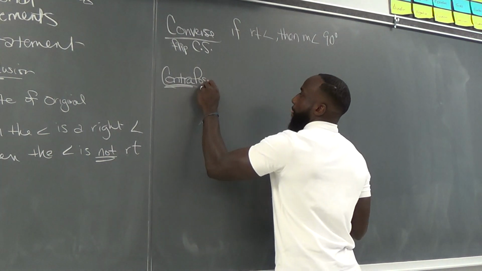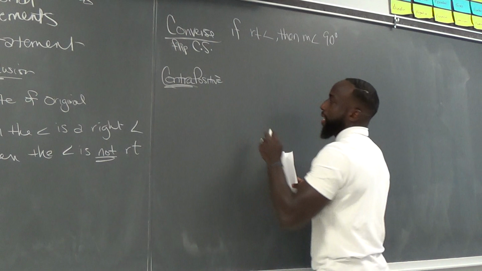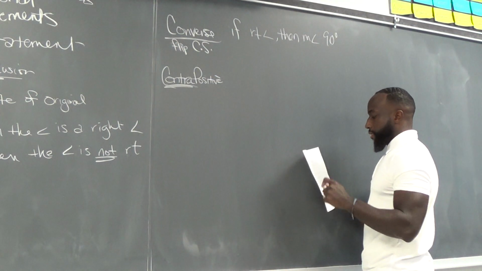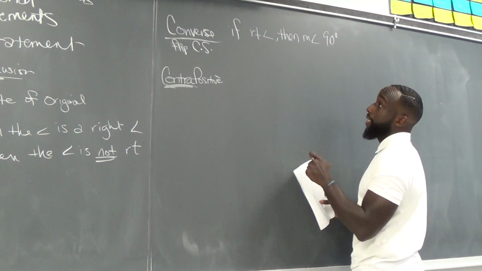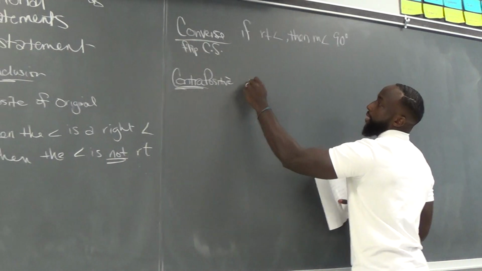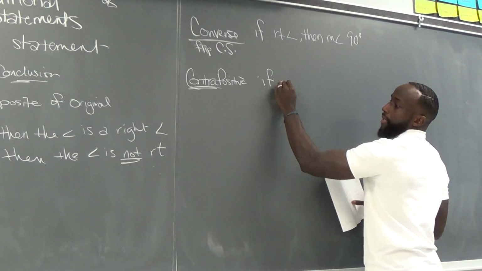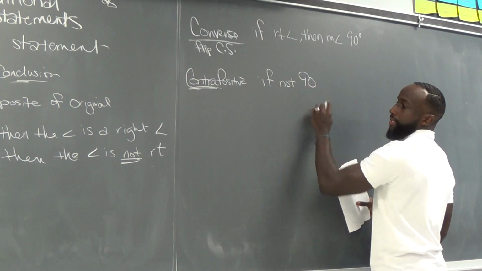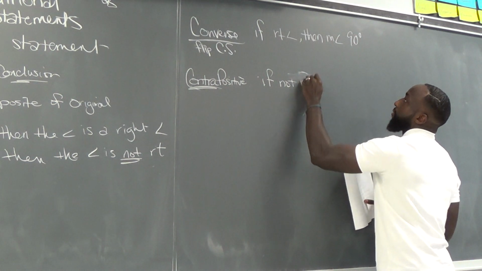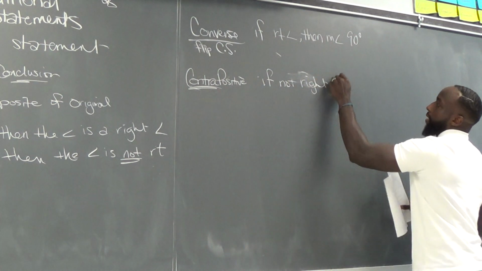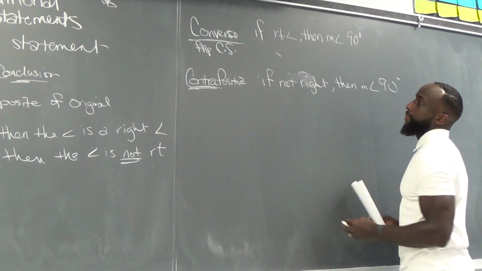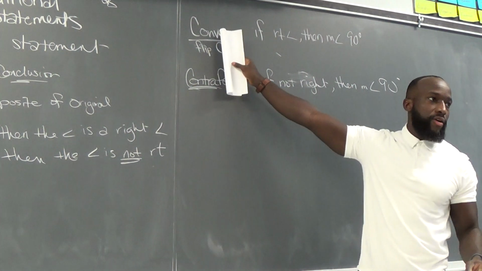Contrapositive is the negating of the converse statement. So what happens is you're switching this one around. You're going to say: if it's not a right angle, then the measure is not 90 degrees. So the contrapositive is the negative of the converse.